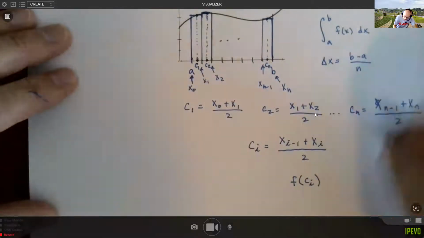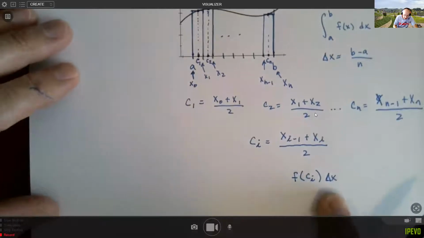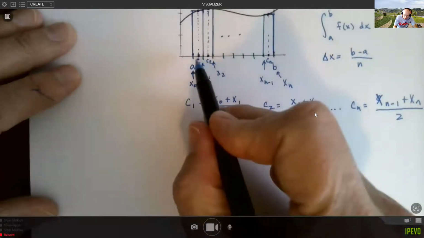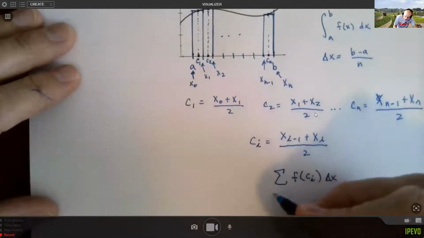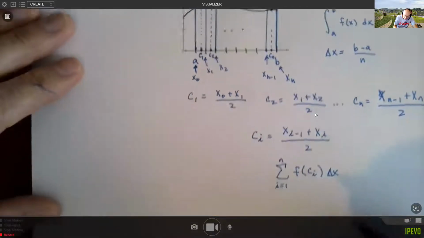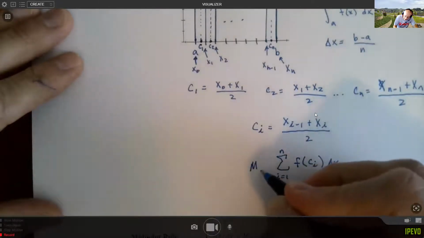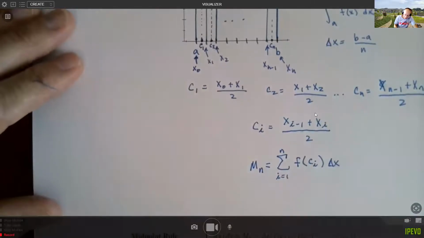The width is constant at delta x. So this is the area of the ith rectangle, with i going from 1 to n. So if we sum this up, i equals 1 to n, then here is our midpoint rule, which we can denote with capital M for midpoint and a subscript n to indicate the number of subintervals.